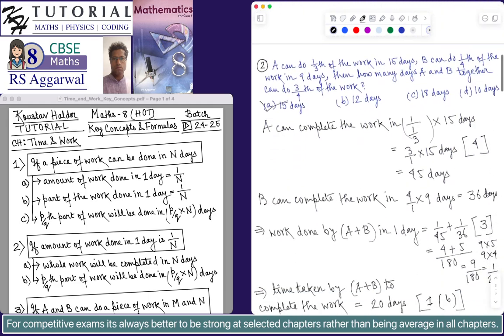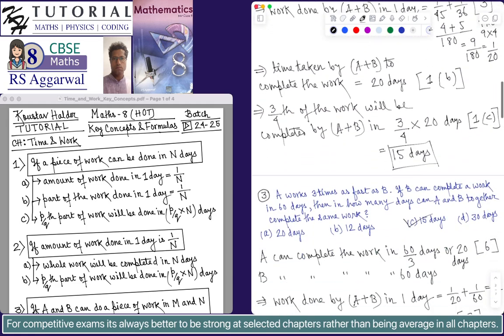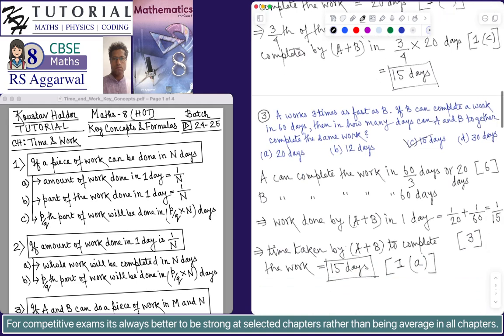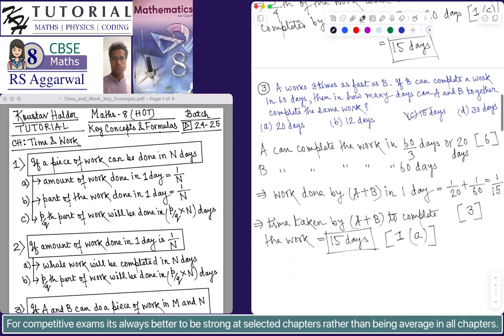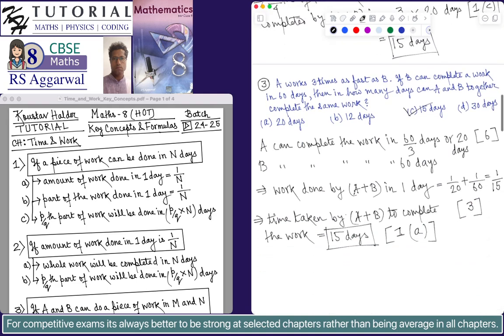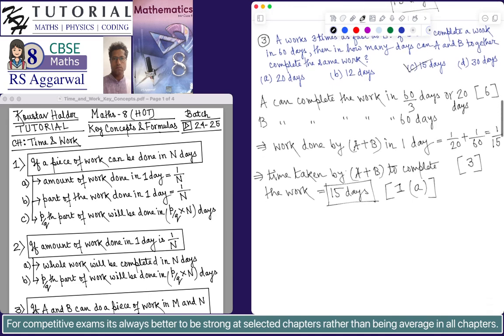So as always I say that after solving some problems, always try to recall and revise all the concepts and formulas that were used in solving the problems. This will provide a good revision of the chapter concepts.